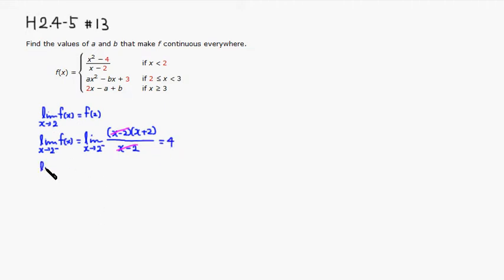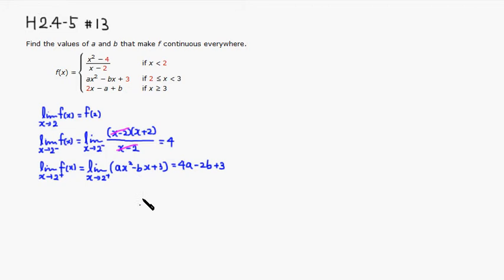And the right-hand limit is going to be the limit of f of x as x approaches 2 from the right. And since you're approaching 2 from the right, we have to use the second formula. So it's going to be the limit as x approaches 2 from the right, and then you have this quadratic formula, ax squared minus bx plus 3. Right? Since it's a quadratic formula, you just have to plug in. So 2 squared will be 4a minus 2b plus 3.